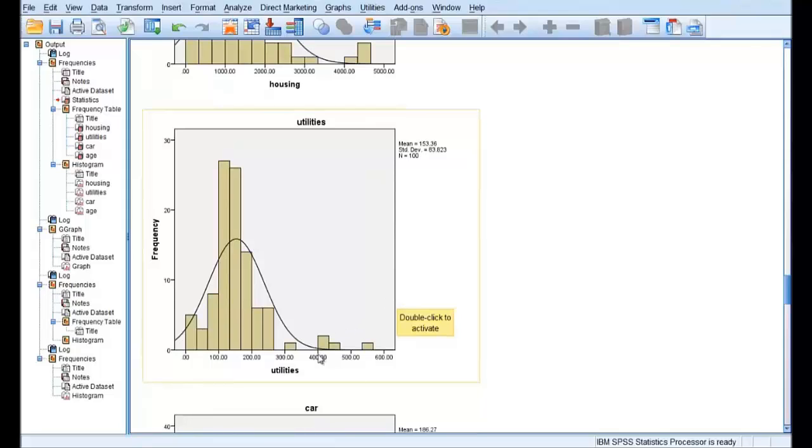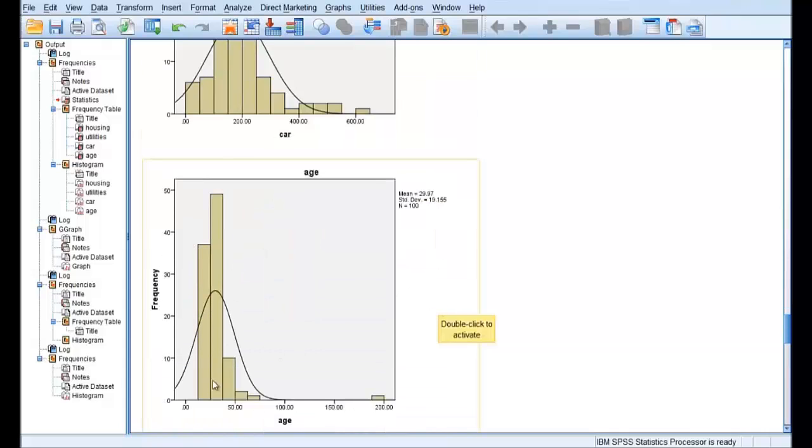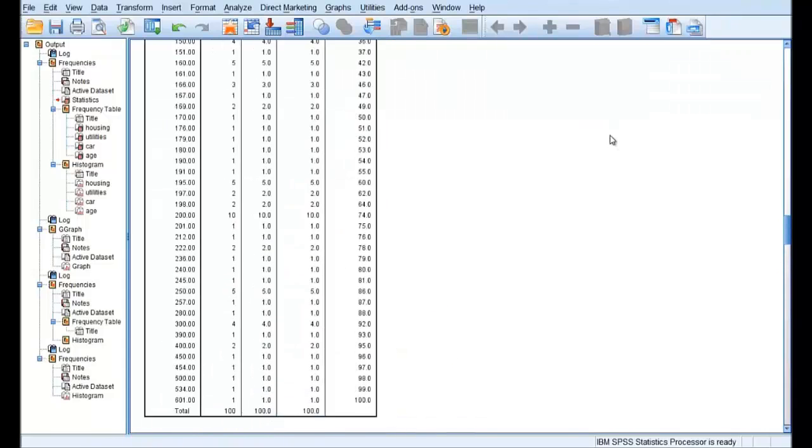Same thing over here for utilities. We have a couple of outliers over here. What that's going to do is bring the kurtosis and the skewness up. Same thing with car. There are a few outliers over here, so it's going to bring the kurtosis and skewness up. Same thing with age.